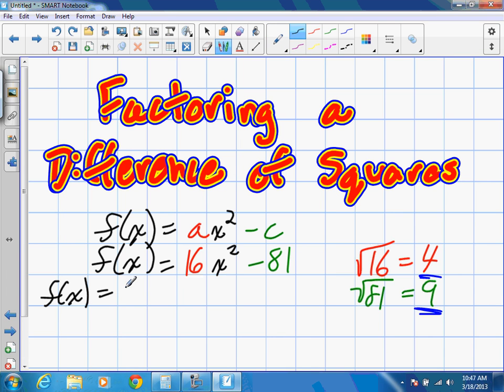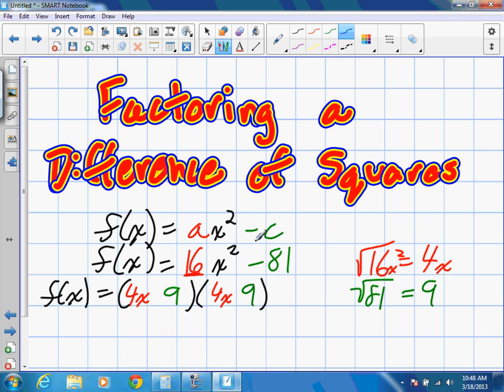So, we're going to have two brackets in the end. The first term in each bracket is going to be the square root of the first term. So we're going to have 4x and 4x. And technically, that's because we're taking the square root of 16x squared, which is really 4x. And the last term in each will be a 9 and a 9.